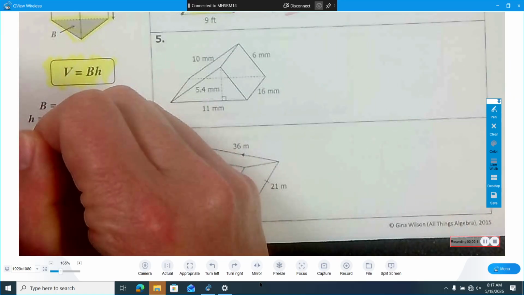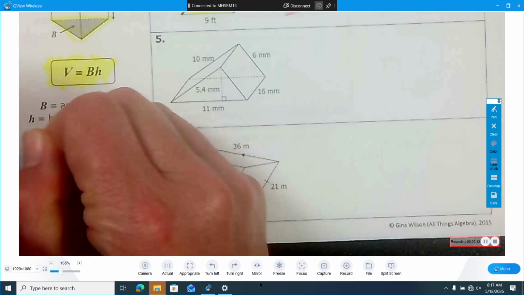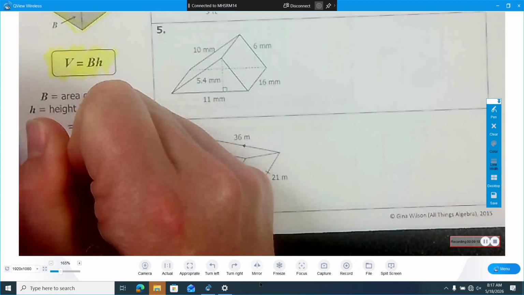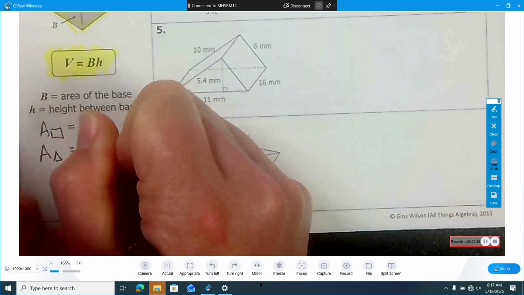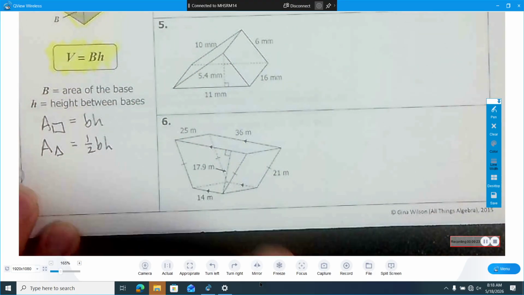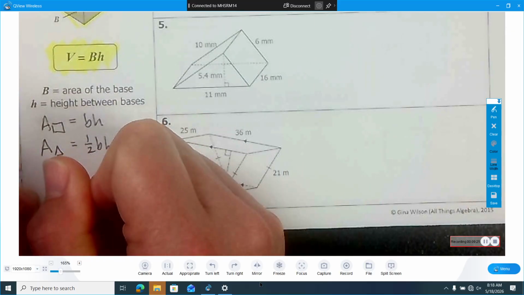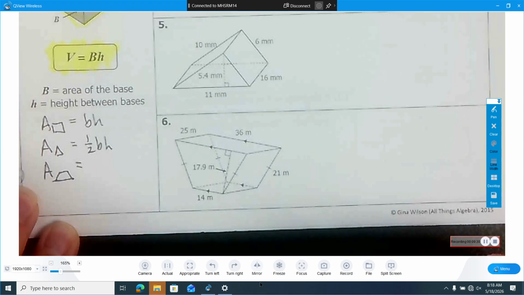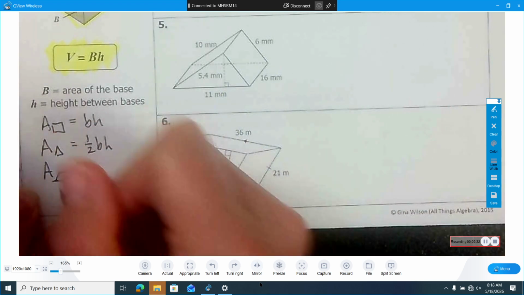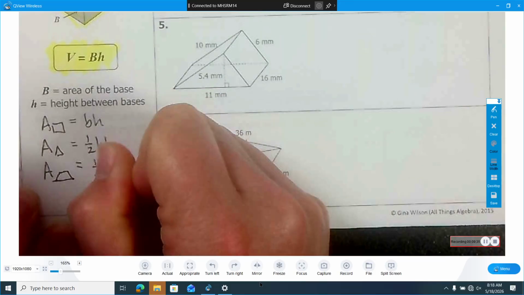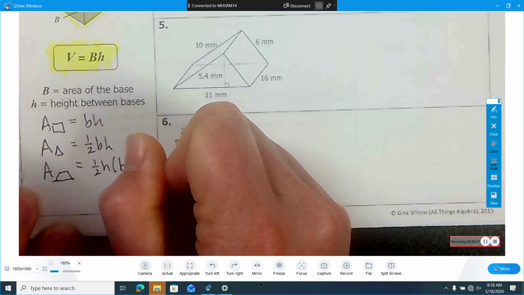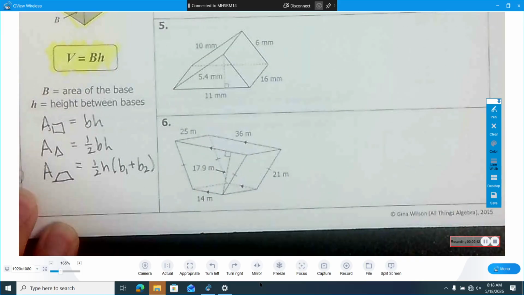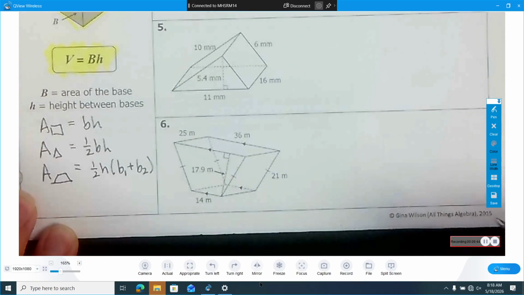So we know that the area of a rectangle is base times height. We know that the area of a triangle is 1/2 base times height. Let's see, what other ones we need? Area of a trapezoid? What's the area formula for a trapezoid? Yeah, 1/2 the height times base 1 plus base 2. And we also have the area of a circle, which we'll do on the next page.